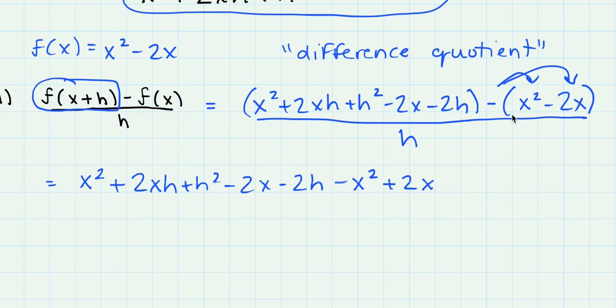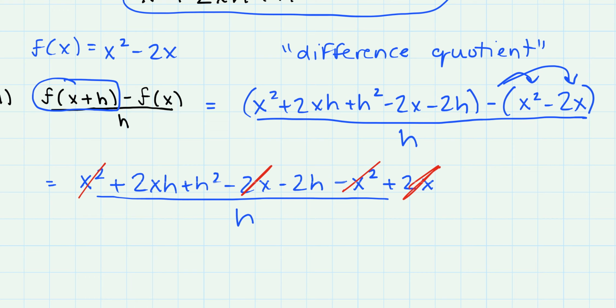You see how I distributed that negative and this became a positive 2x, all divided by h. And the amazing thing about this difference quotient is you always get something to cancel out on the top. You see how this negative x squared got rid of this x squared term, because I have a positive and then a negative, and then this negative 2x cancels out this 2x. So anything that didn't have an h in it goes away.